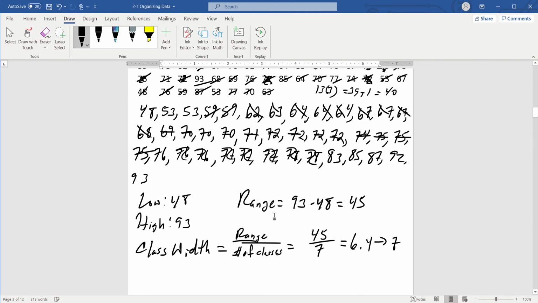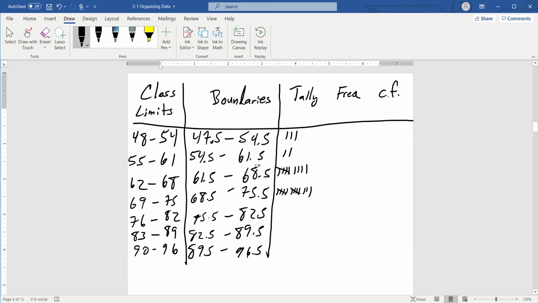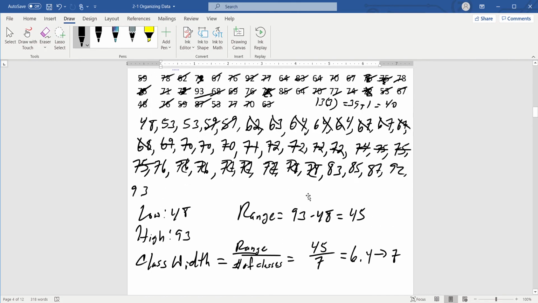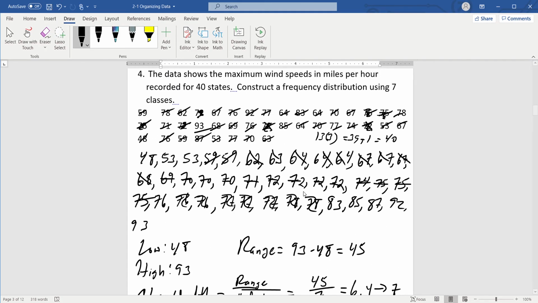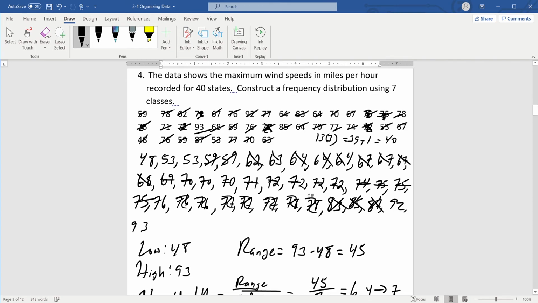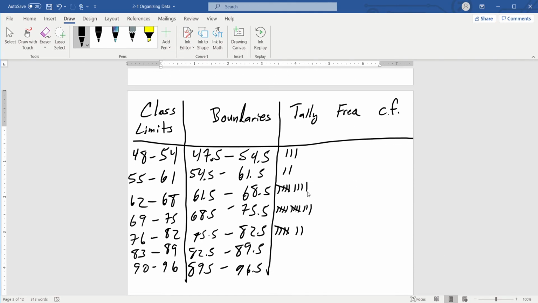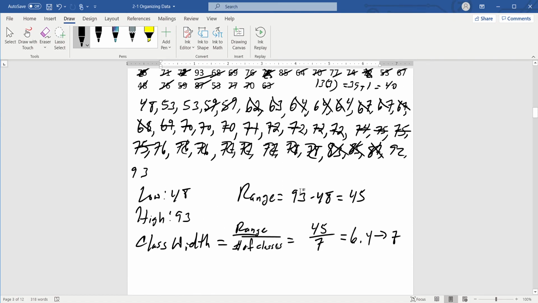This looks like 7. Okay. 83 to 89. And 90 to 96. Just 2.